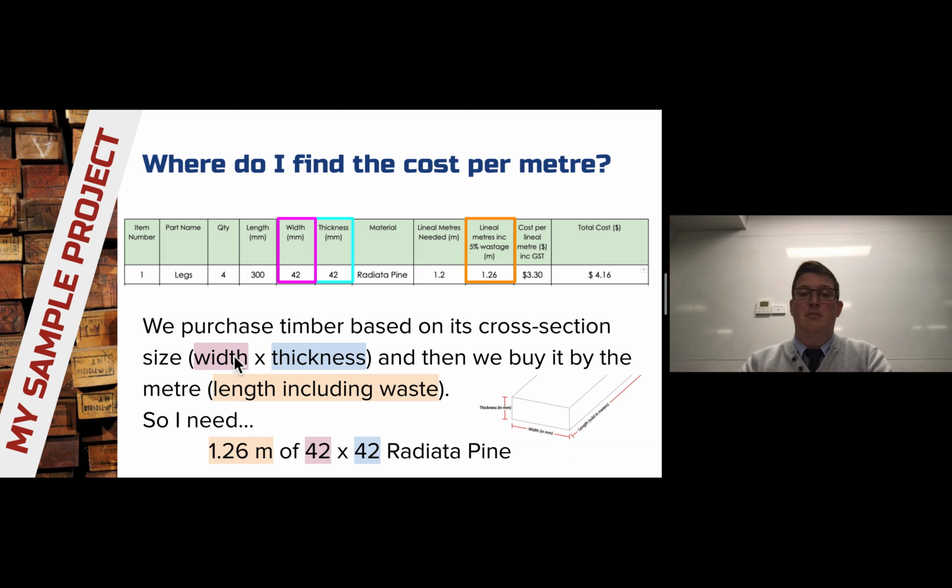When we purchase our timber, we buy it based on the size of width and thickness. So in my example here, width and thickness, 42 and 42. And then we buy it by the metre. So if I wrote this down, I would write down that I need 1.26 metres of 42 wide by 42 thick radiata pine. Okay, so that's how I would write it down when I make my order. So I need 1.26 metres of 42 by 42.